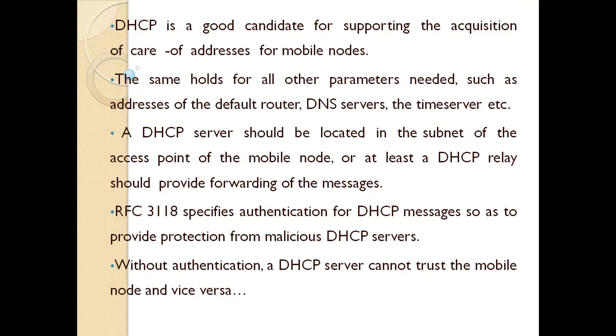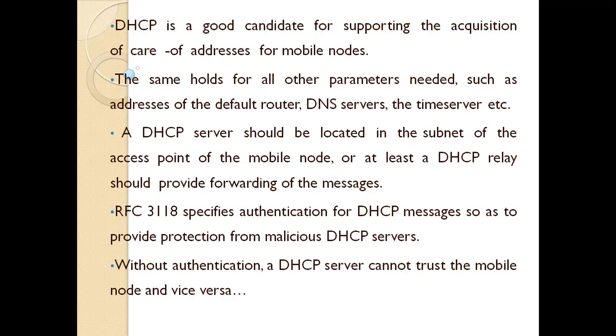While moving also into connecting to the servers. So DHCP is a good candidate for supporting the acquisition of care of addresses for mobile nodes. That's what we discussed just now. Care of addresses are changed repeatedly because the mobile is the movable one. It's moving from one location to another location, from one tower range to another tower range. Automatically the care of address of the mobile node is changed. DHCP is a good candidate for supporting these types of situations.